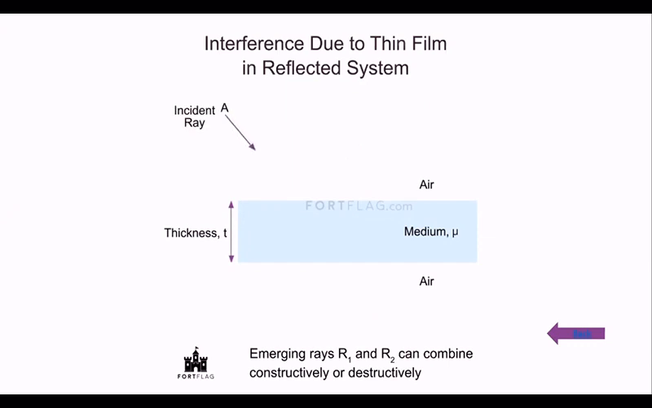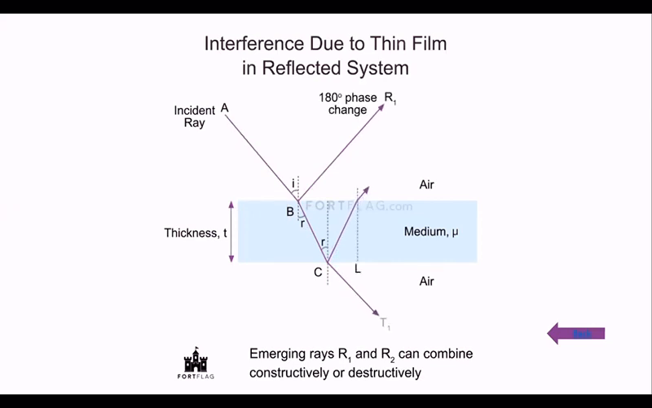Okay, so this is what we had. This is our first case. So what happens is the rays R1 and R2 will combine constructively or destructively.